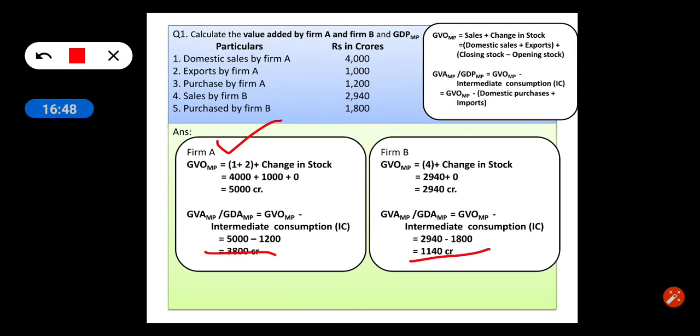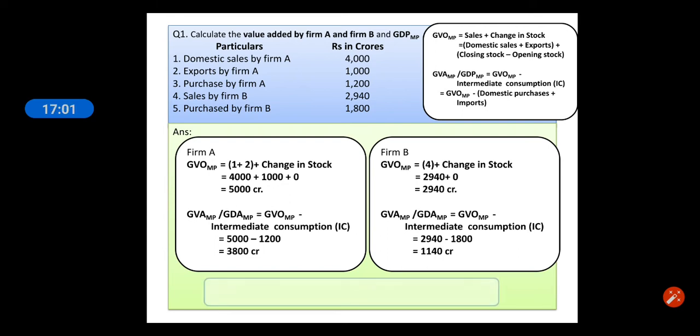Okay. After finding value added of firm A and firm B, we have to find GDP at MP, right? We know that GDP at MP is a summation of GVA at MP of firm A and GVA at MP of firm B, right? And here's your answer: 3,800 plus 1,140 is equal to 4,940 crores.